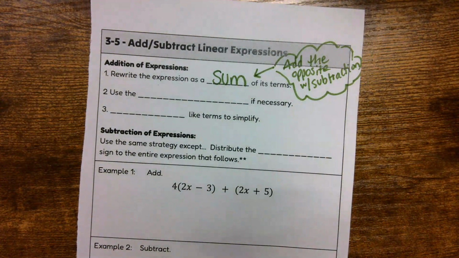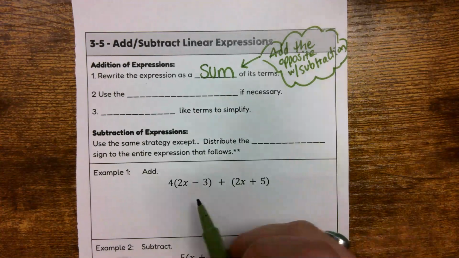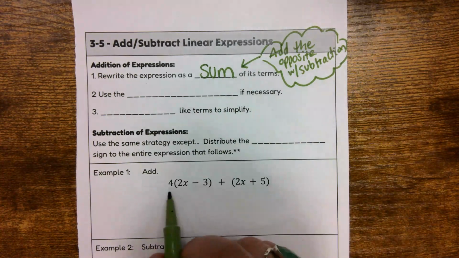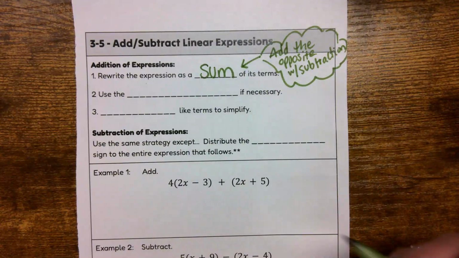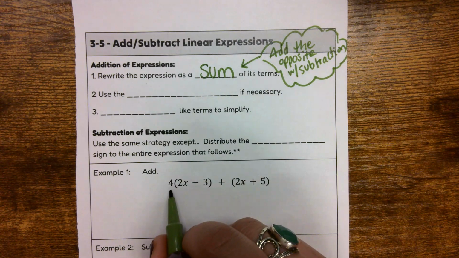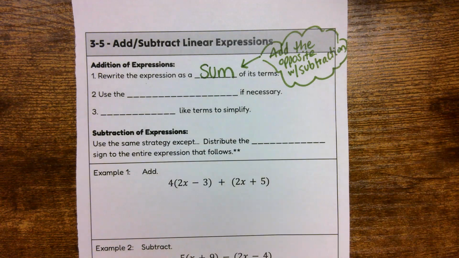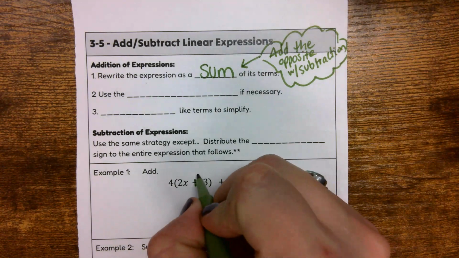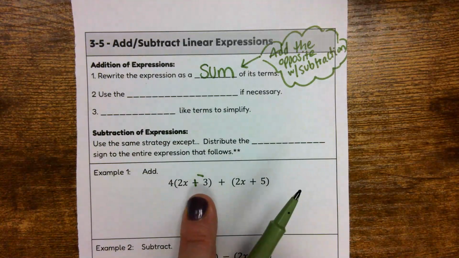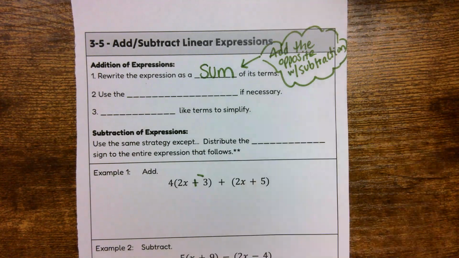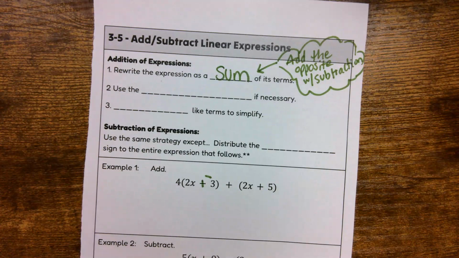Okay, so let's do number 1 as we go. We will rewrite this as the sum of its terms. So here I have 4 times 2x minus 3. I'm going to add the opposite because that's my subtraction sign. I'm going to turn that into a plus negative 3.